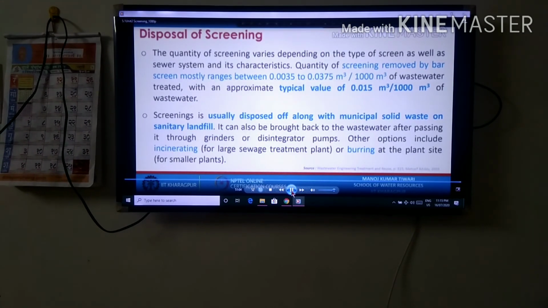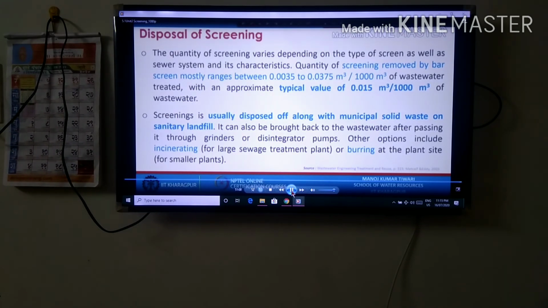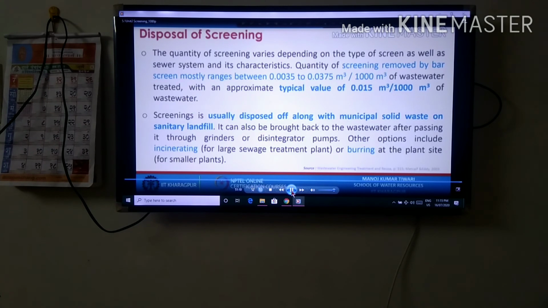So we conclude this discussion on screening, and in the next class we will talk about grit removal and equalization systems, followed by sedimentation in the later classes.